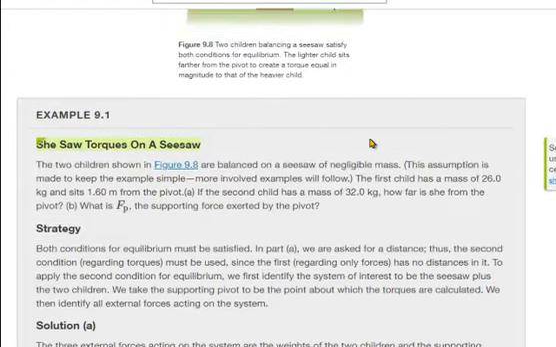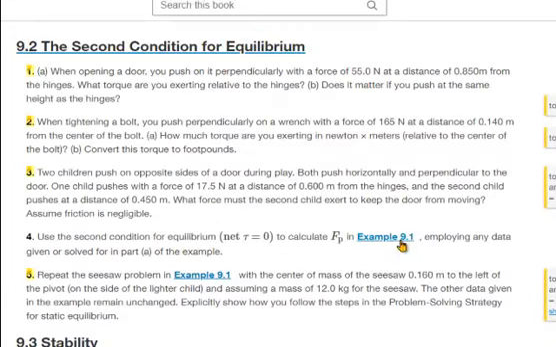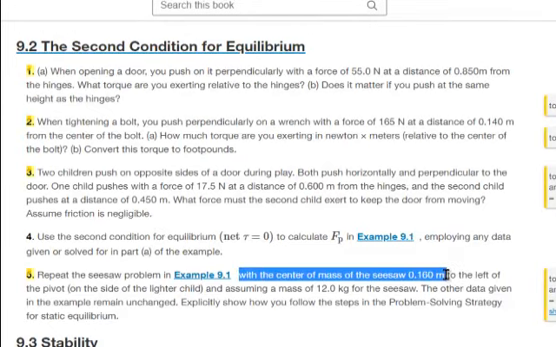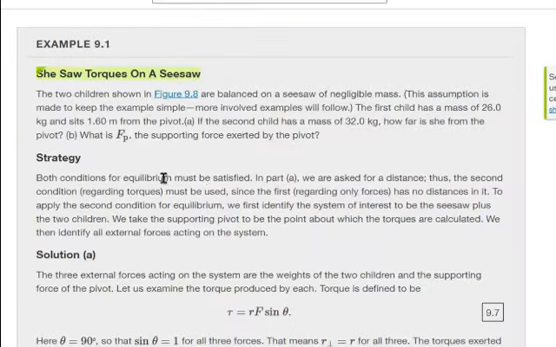Now the thing is, what they say in this problem, I'm going to go back here, is that the seesaw is actually not centered. It says right here, with the center of mass of the seesaw 0.160 meters to the left of the pivot on the side of the lighter child. Okay, so we have to keep that in mind. So whoever designed that particular seesaw didn't pay that much attention to it. I'm going to go back to the example here and so on.